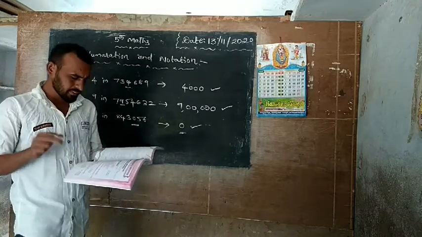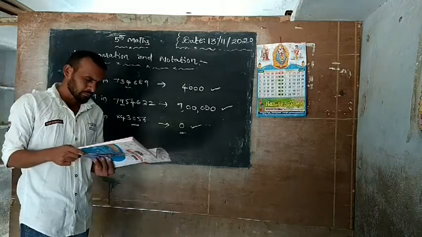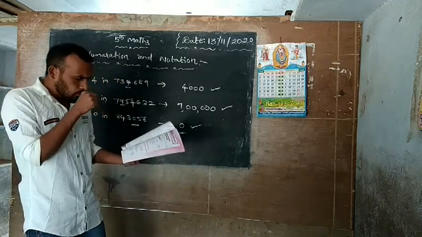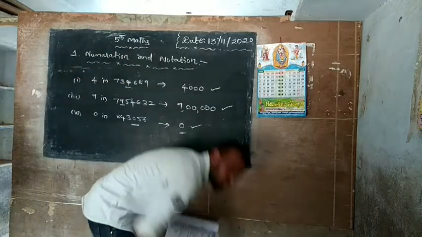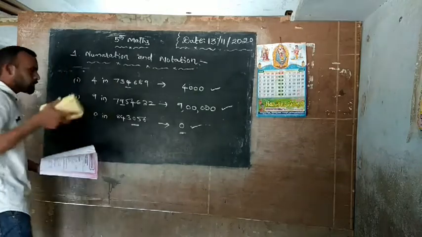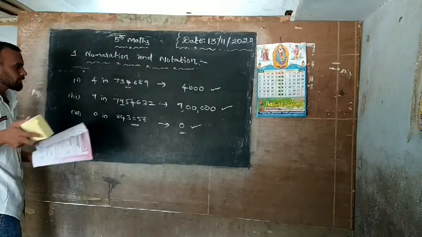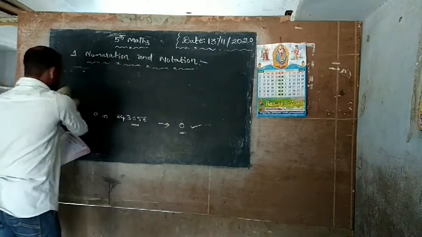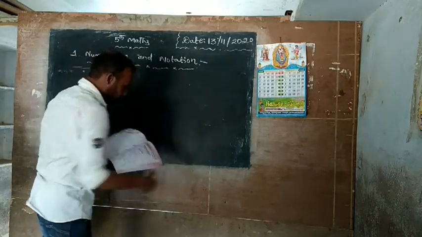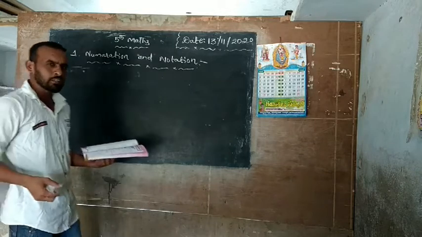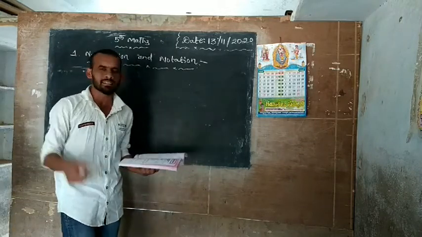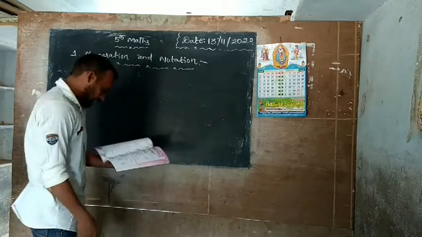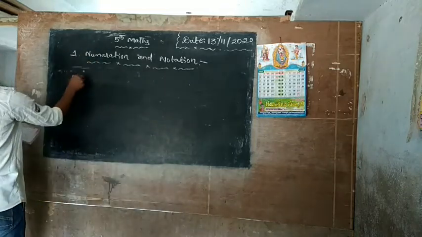Now the sixth question: write the number names of the following according to the Indian place value chart and the international place value chart. Here both number systems are given, right? First one is the Indian place value chart number system, next one is the international place value chart number system. You already know what is Indian and what is international. You learnt these numbers in 4th class. See, I will explain the first one.